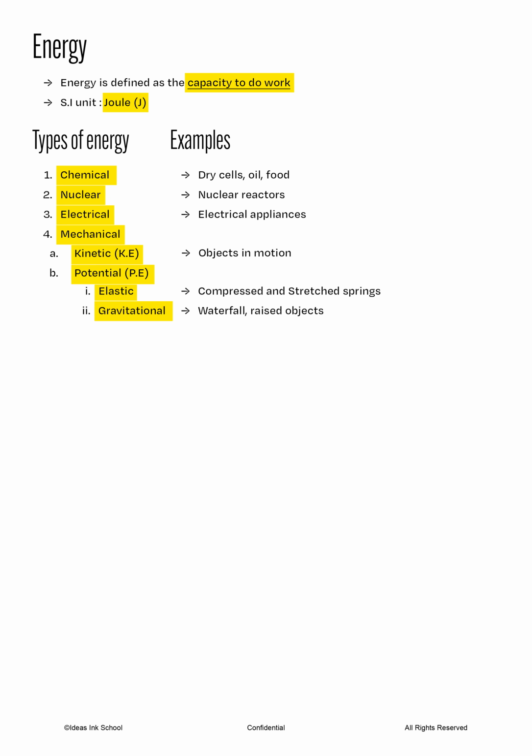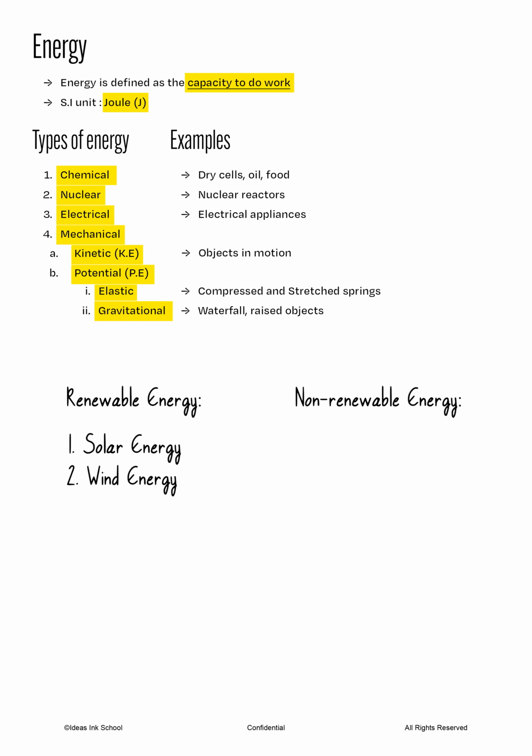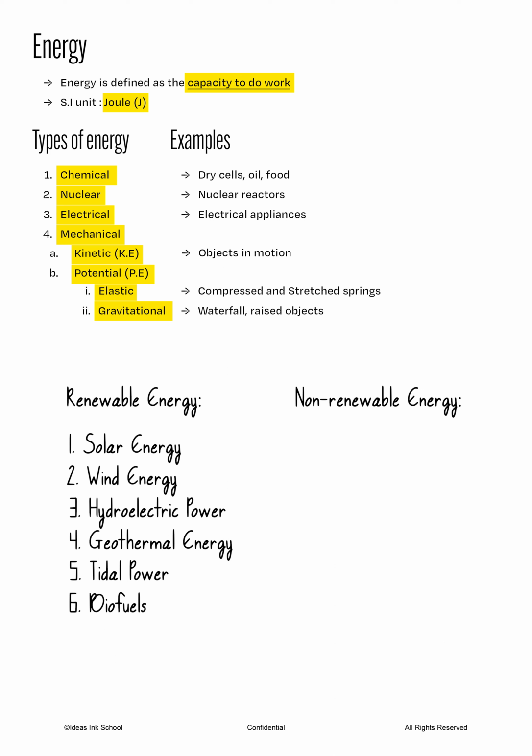Next, we will be listing down examples of renewable and non-renewable energy. These are some common sources of renewable energy. They are solar energy, wind energy, hydroelectric power, geothermal energy, tidal power, and biofuels. And the following are some common sources of non-renewable energy. They are fossil fuels, natural gas, and nuclear energy.